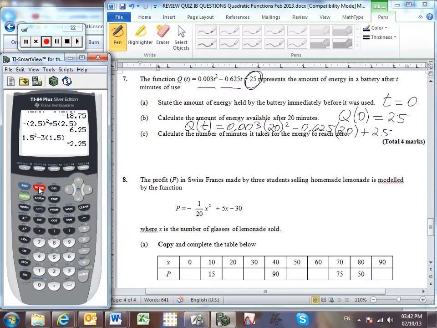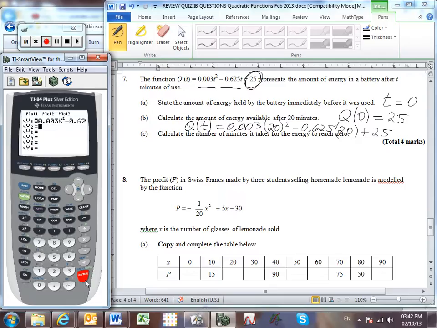So we'll say then, what is 0.003... In fact, what I'm going to do is put this into my y equals, and then look for the value of y when x is 20. You'll see what I mean in a minute. So I'm doing 0.003, and then instead of a 20, I'm just going to leave it as an x, and I'll substitute my x to be 20 a little bit later on. So that's 0.003x squared minus 0.625 times x plus 25.